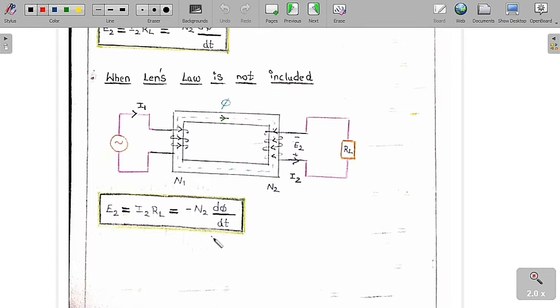Then let me tell you a small concept of dot polarities. So dot polarities, how to choose a dot polarity?